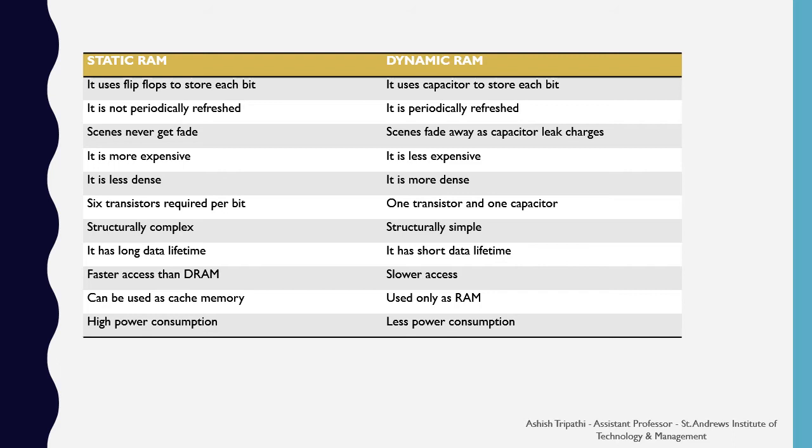Static RAM is faster than dynamic RAM because the transistors work very fast, whereas in dynamic RAM the operation period is slow. Static RAM can be used as a cache memory because it is very fast, whereas dynamic RAM only serves as random access memory. But static RAM has high power consumption, whereas dynamic RAM requires less power to operate.